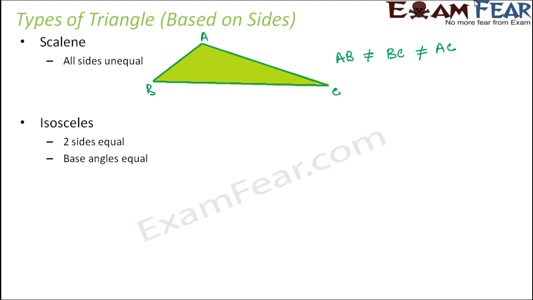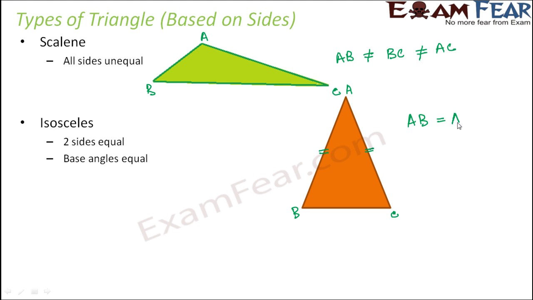The second type of triangle is an isosceles triangle. So in this triangle, two sides are equal. So out of three sides, two sides are equal. For example, if this is a triangle ABC, in this case AB is equal to AC. However, BC is not equal to AB, and BC is not equal to AC as well. So any two sides are equal in this case.